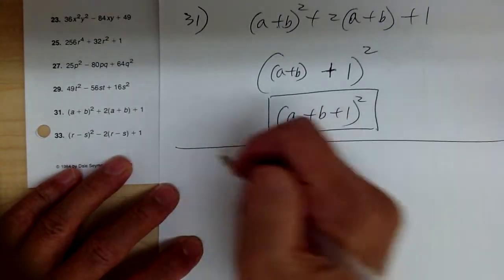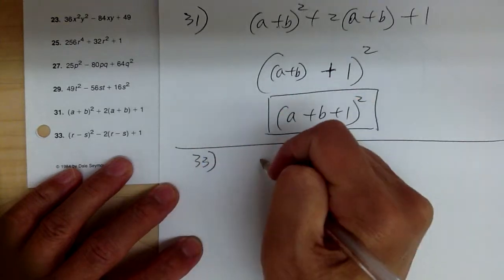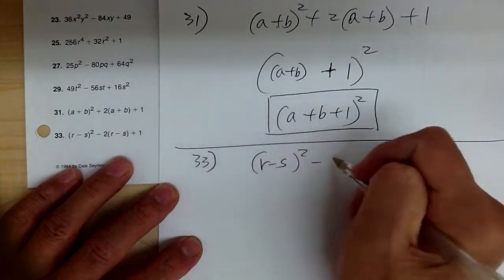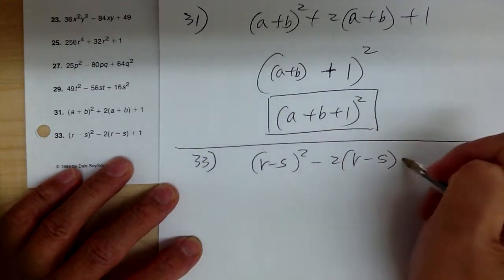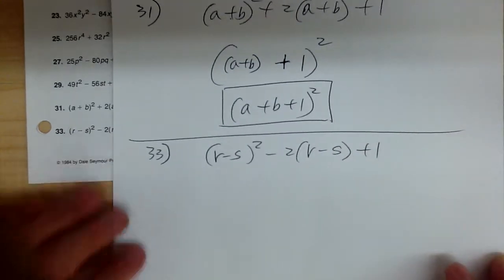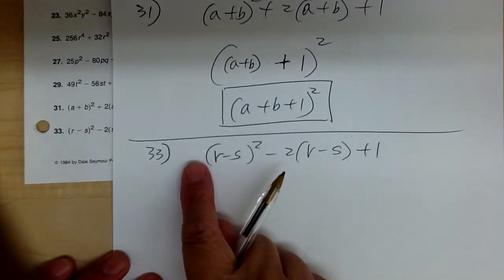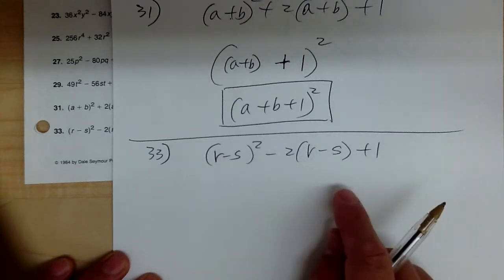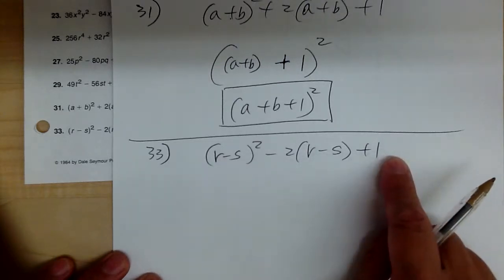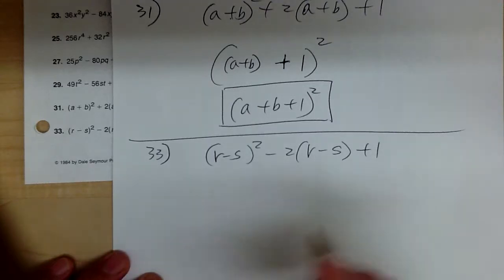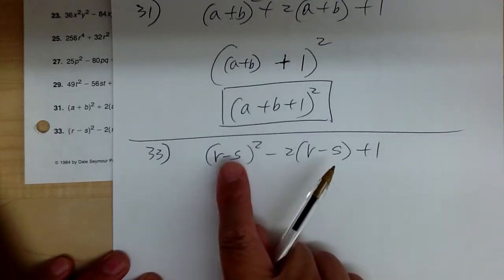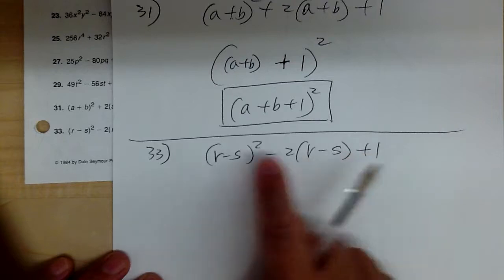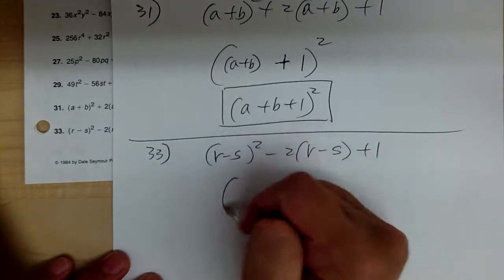Okay, let's do number 33. So you got r minus s squared minus 2 times r minus s plus 1. Okay, again, step 1, common factor. Cannot factor the number, no number, right? Cannot do the alphabet, no alphabet. Cannot do the group because there's no group. So step 1 is done. So you go to step 2. Okay, step 2, again, there are 3 terms. There are 3 terms, so you have to do the squares, right?